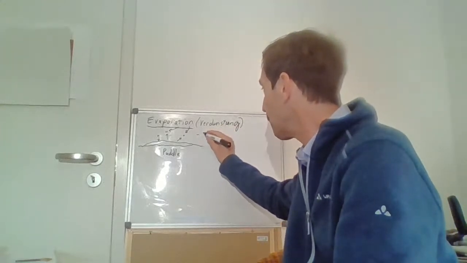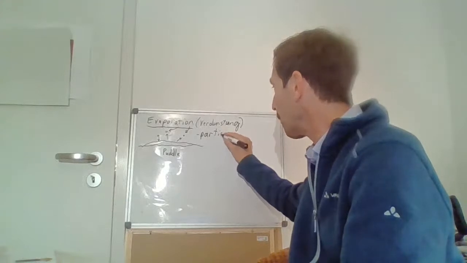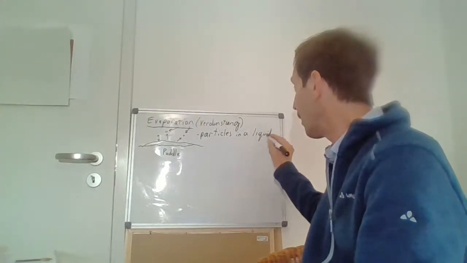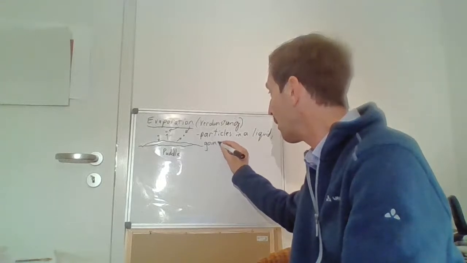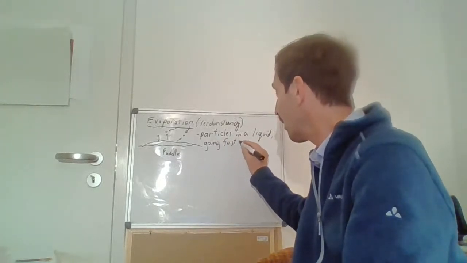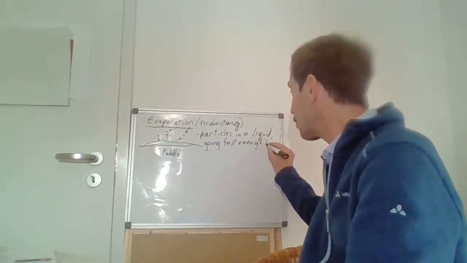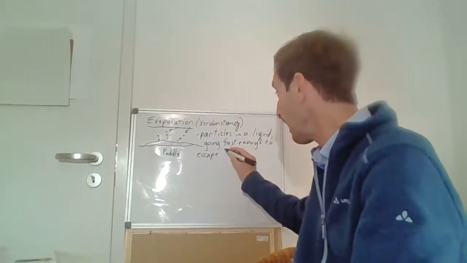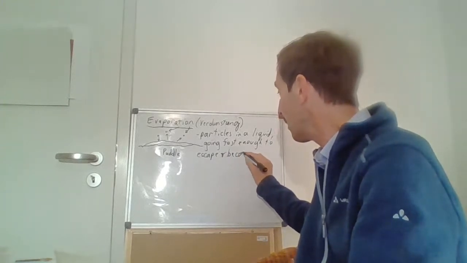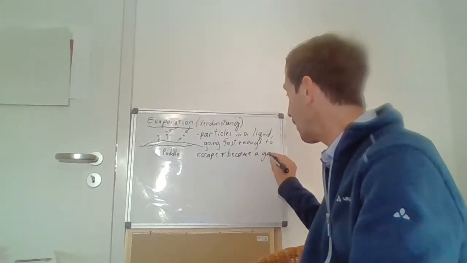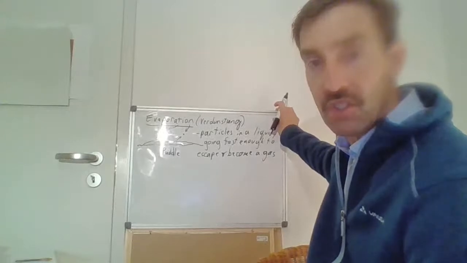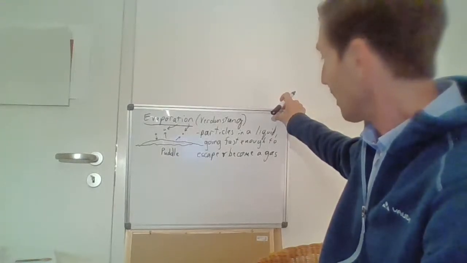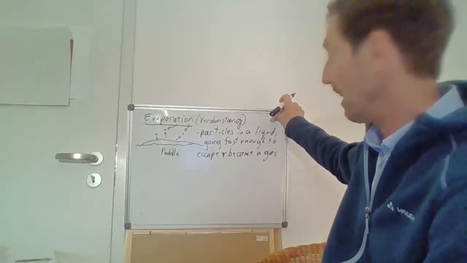So evaporation, so these are when we got particles in a liquid going fast enough to escape. It really is sort of like that. You'll see why in 10th grade, to escape and become a gas. And I'm going to tip that so I can make sure you see it all. I'm going to read it again for you. So evaporation, Verdunstung, particles in a liquid going fast enough to escape and become a gas. Righto.